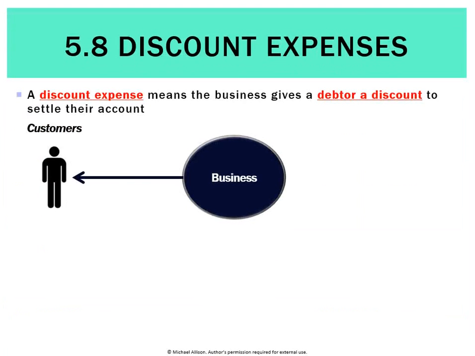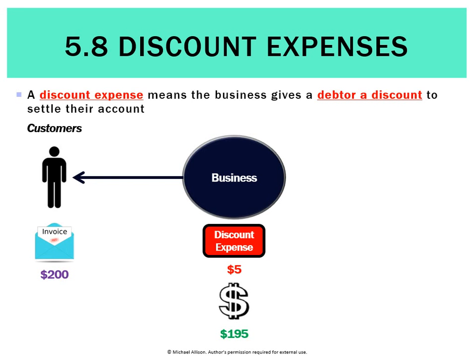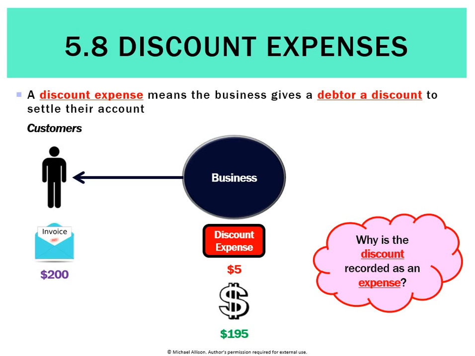Discount expense is where the business gives a debtor a discount to settle their account. So assuming the business made a credit sale to a customer and gave them an invoice of $200, sometime later the customer paid that account and we gave that debtor a discount of $5. So they've settled their $200 invoice by paying $195 cash and being given a $5 discount, and we're going to call that an expense. But why in fact is it an expense?